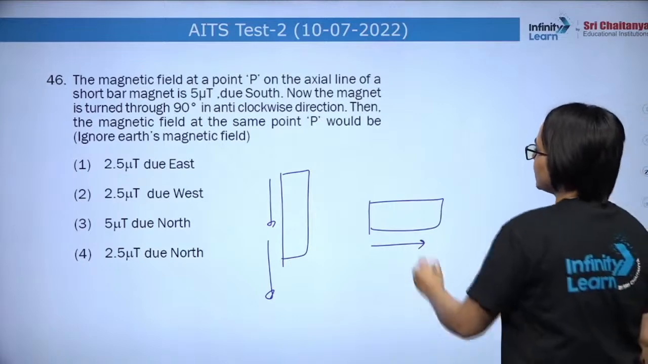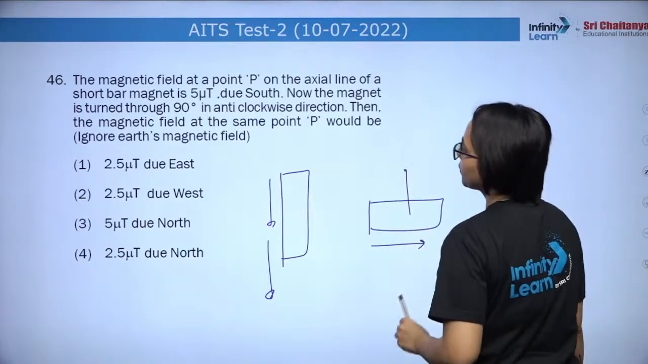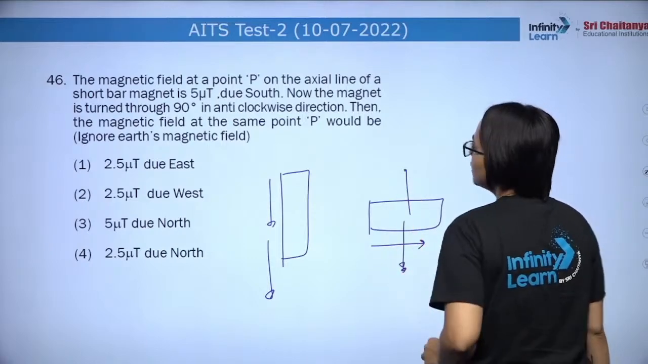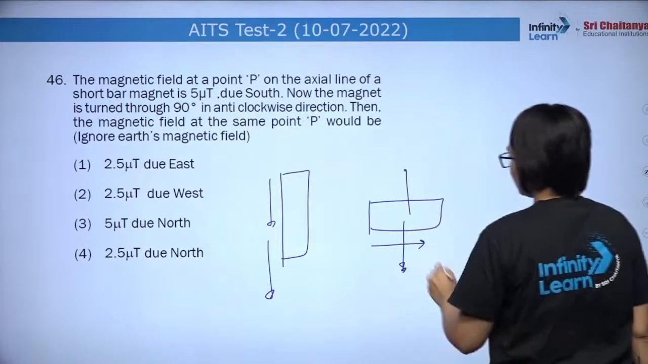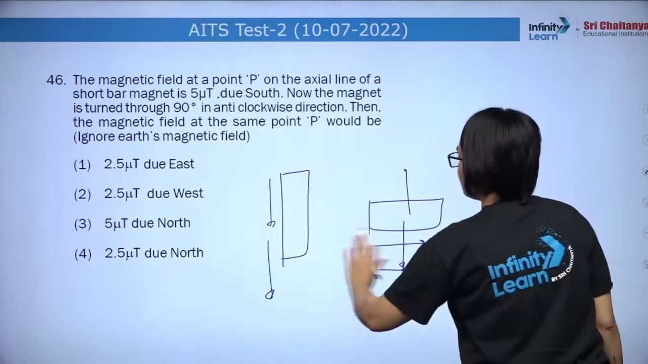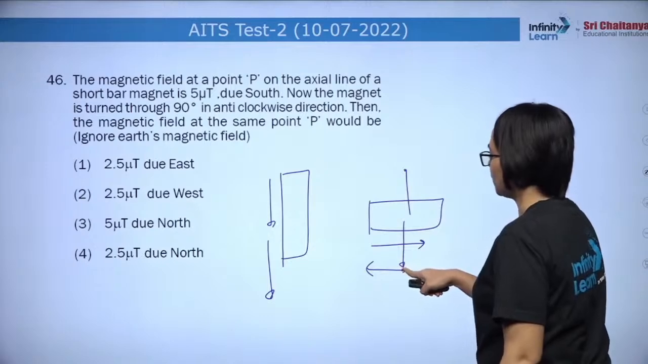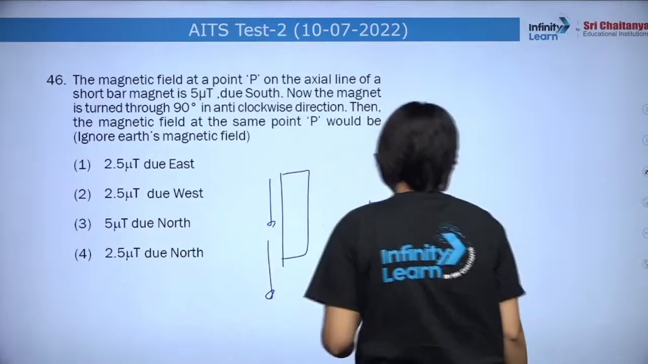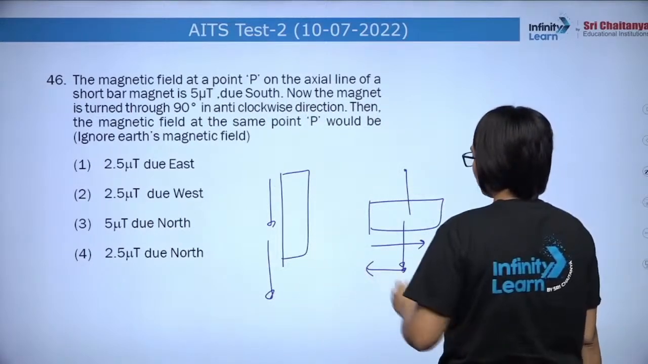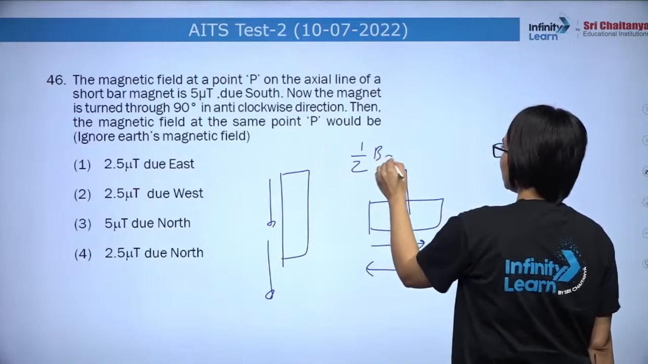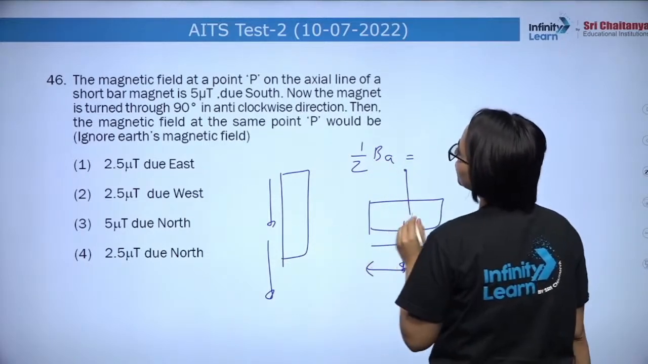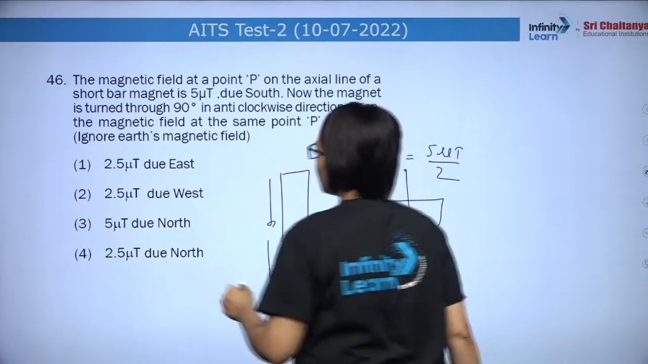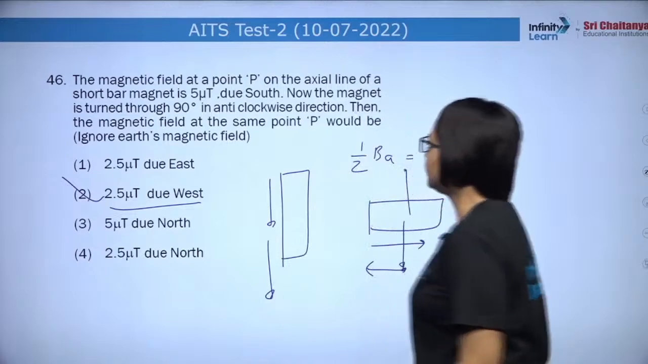Then the magnetic field at the same point P would be, okay, this is the same point P, it is below. So this will be in the opposite direction of its magnetic dipole moment, because this is an equatorial point now. So this will be due west, and the magnetic field at an equatorial point is half of the magnetic field at the axial point, right, for a short dipole. So this will be 5 microtesla divided by 2, that is 2.5 microtesla due west, which is option 2.